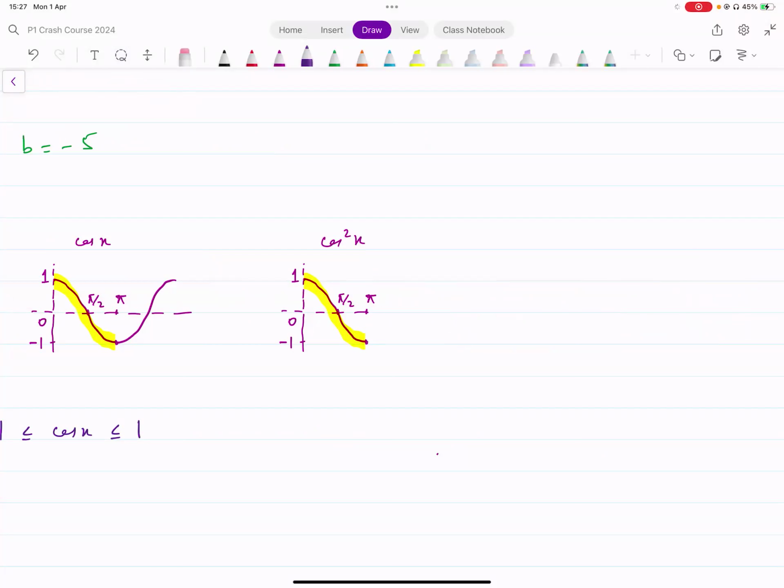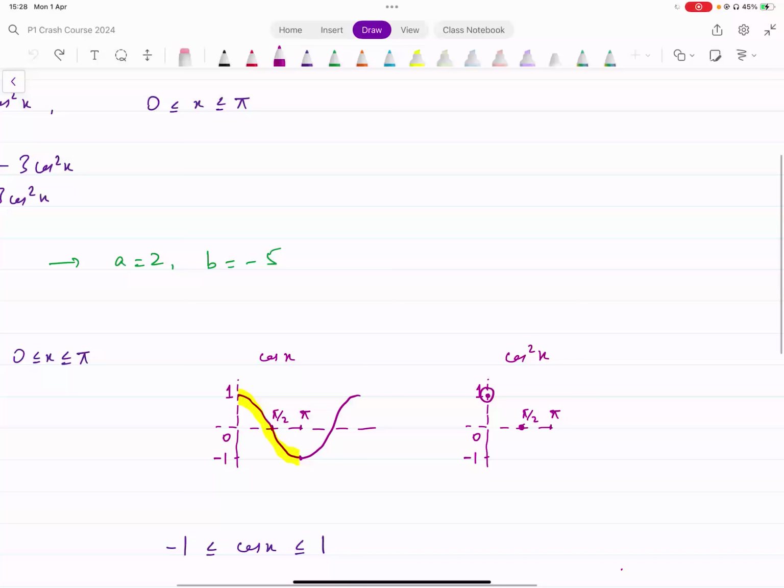Now, when cos of x is 1, what is the value of cos square x going to be? Square of 1 is also 1. So it's still going to start from 1. Cos square x is also going to start from 1, the same value. When cos x is 0, what about cos square x? Cos square x is also going to be 0. So at 0 it's the same value, and at pi over 2, it's the same value as cos.